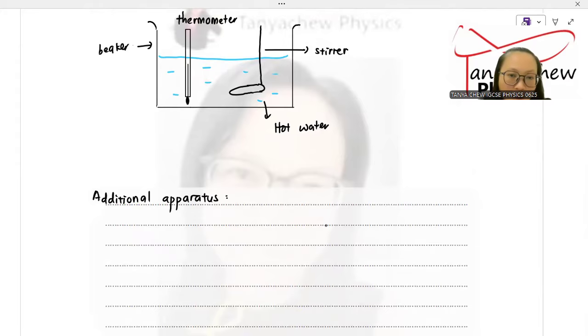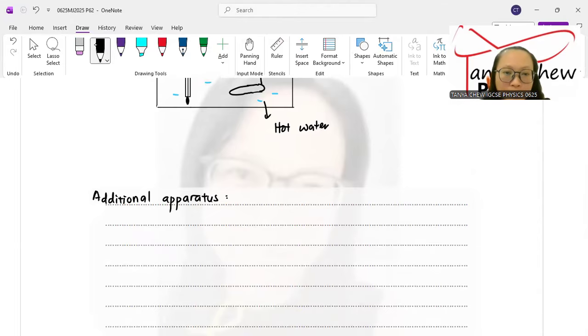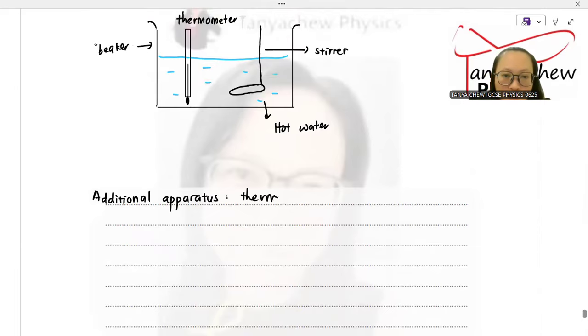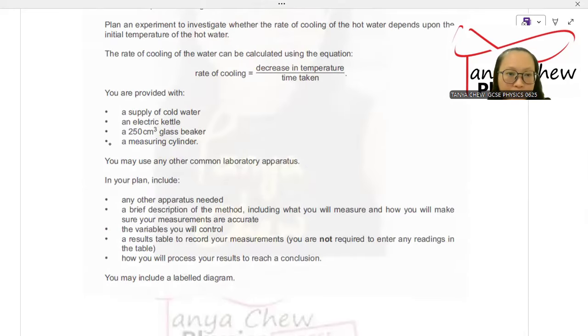That would be my measuring cylinder. Measuring cylinder is given. Thermometer, I need a thermometer. Thermometer and a stopwatch. And I'm done with the first part.